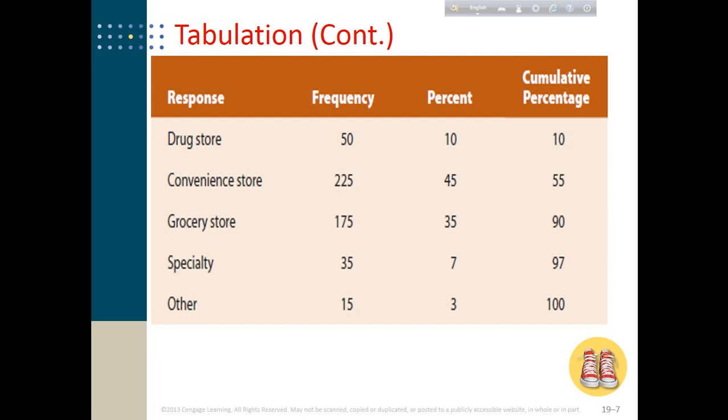Look at this. As we have seen in the previous video, some respondents were asked from where they buy beers, and their responses are tabulated in this table. Among the respondents, 50 said they buy from a drugstore, 225 from a convenience store, 175 from a grocery store, 35 from a specialty store, and 15 from others. These are the percentages. So this is an example of tabulation. It means an orderly arrangement of data. We orderly arrange data and present it in a table so that it gives a summary of the whole data set.